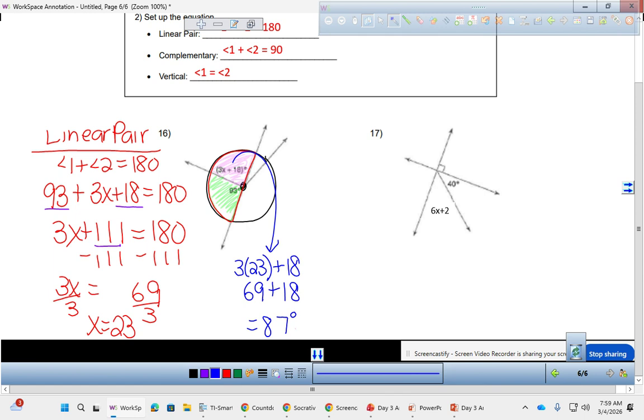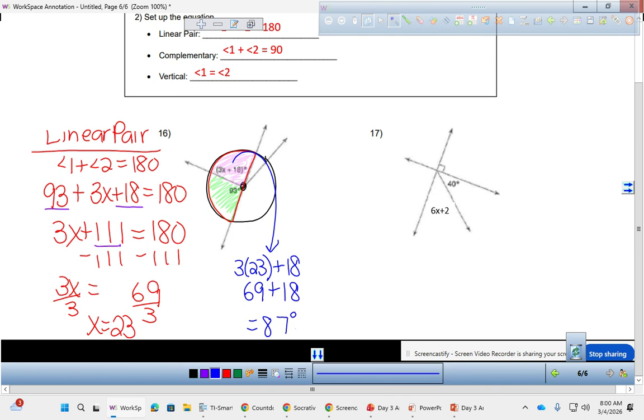So that angle equals 87 degrees. So a question might just say solve for x, and all you have to do is solve for x. But if it asks you to find the missing angle, that pink angle, I'd have to plug in what I know x is and solve for that.